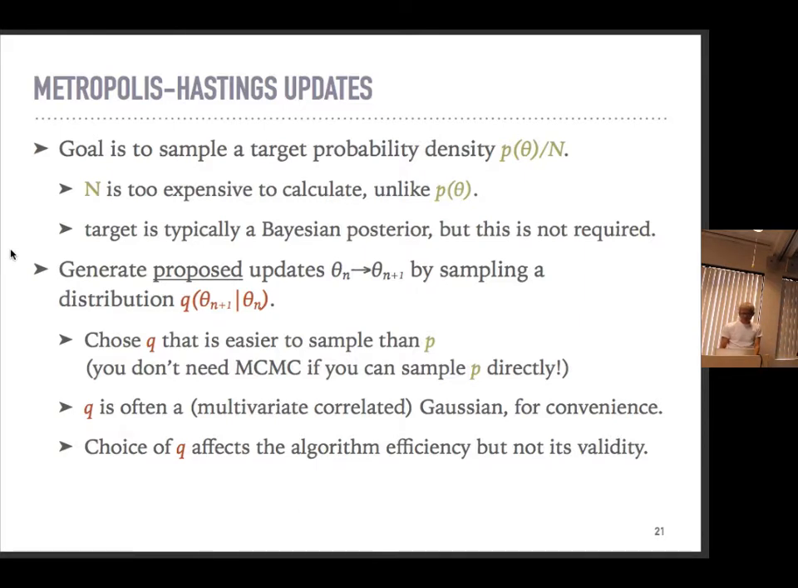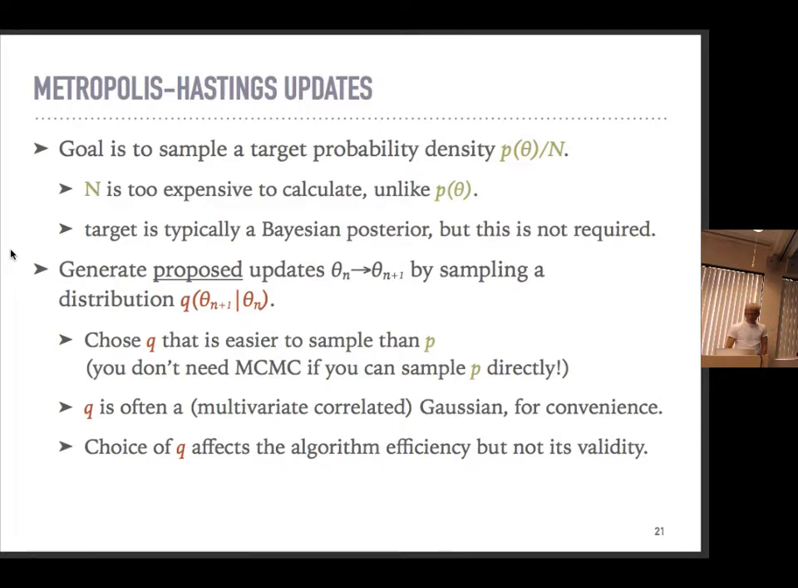Okay, so just to recap, in Metropolis-Hastings, what we're trying to do is we want to sample some target probability density. We know something that's proportional to it, this function p of our parameters, but the normalization is too expensive to calculate. Typically, our p is going to be the numerator in the Bayesian posterior, but that's not required. Nothing about MCMC requires that you think about this in the Bayesian way. Your probability density can be anything.